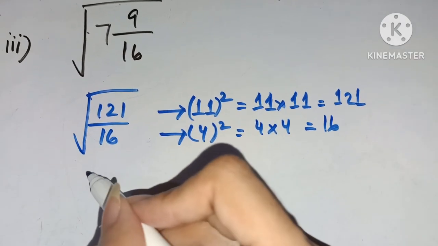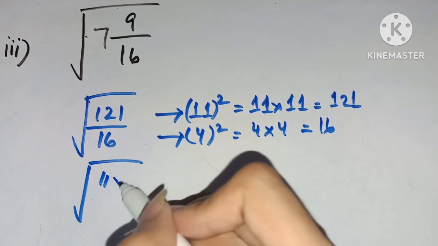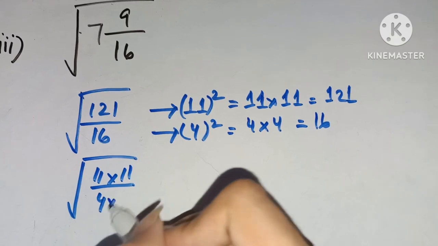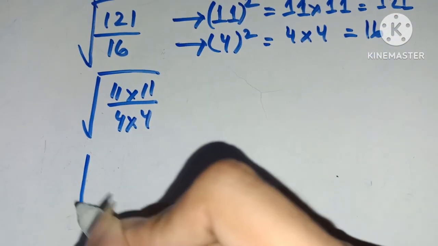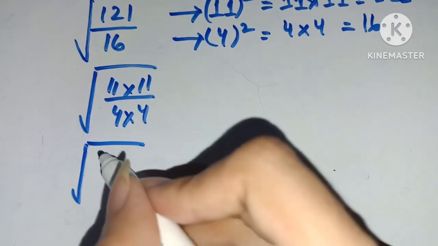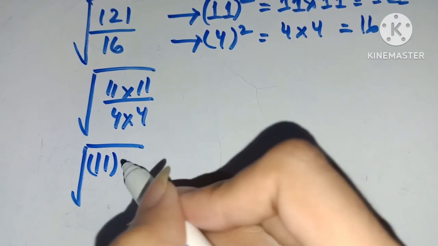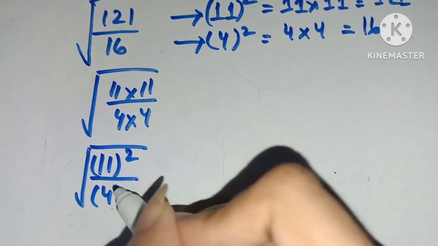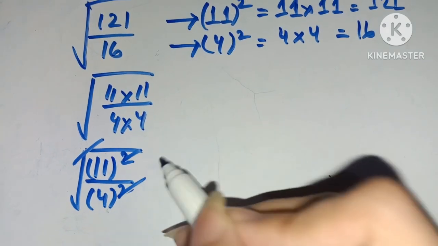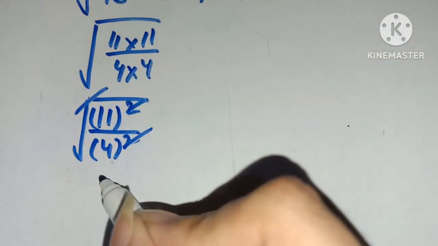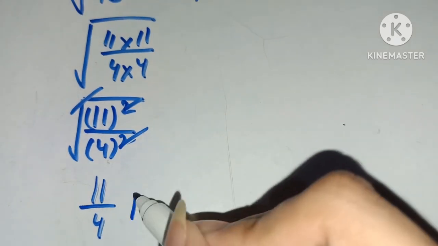So what you can do over here is, you can simply write 11 multiplied by 11 and 4 multiplied by 4. Now these are coming 2 times, so you will only write it once with the power 2, or you can call it a square. So now the square root will be cancelled by the square, and this will also be cancelled. So now our final answer will be 11 upon 4.